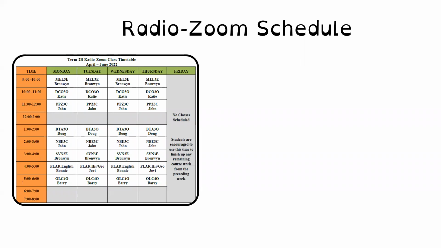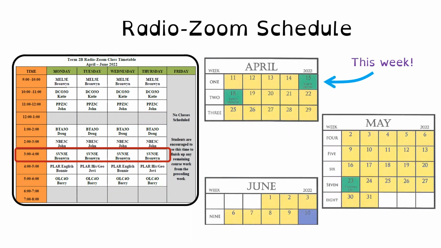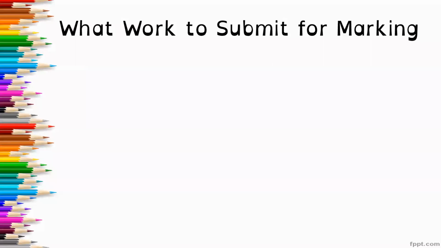Our radio Zoom schedule is Monday through Thursday from 3 to 4 every day. Fridays are a day to connect with me, ask questions, wrap up any finishing work, do your own thing. But Mondays through Thursdays are the days that we air, and this course is from 3 to 4 in the afternoon. We are right now in week 1 of our 9-week course, so we're just starting and getting going. So a reminder of what work to submit for marking when you're ready to.